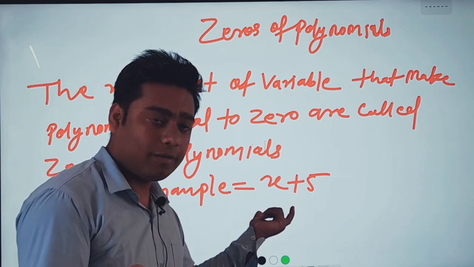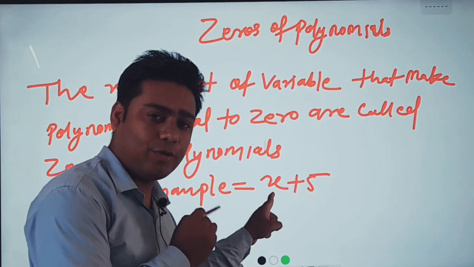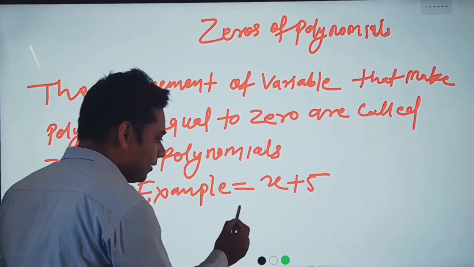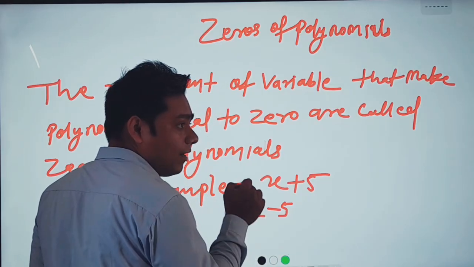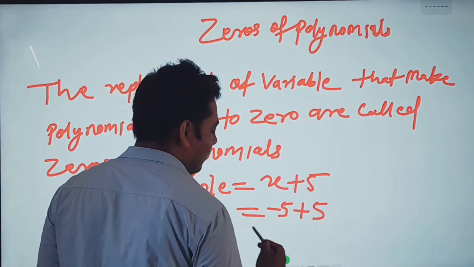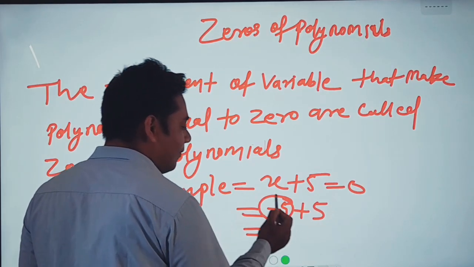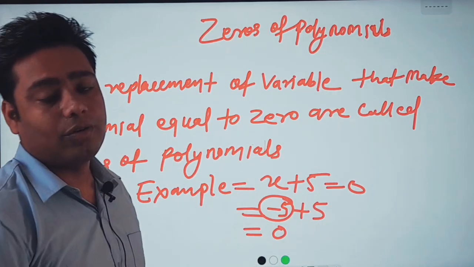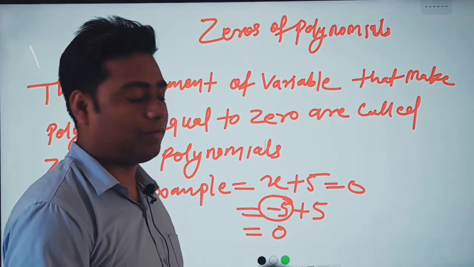Think about that. Is it any value which make this algebraic expression equal to 0? Yes, answer is yes. Which value? Minus 5. Suppose we will take here minus 5 in presence of x. The algebraic expression whole is 0. Here is 0. So we can say that this minus 5 is zeros of x plus 5.